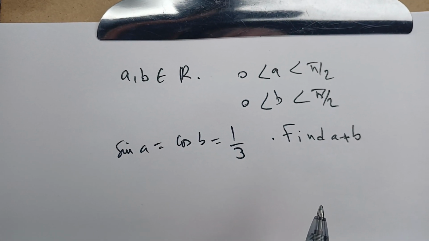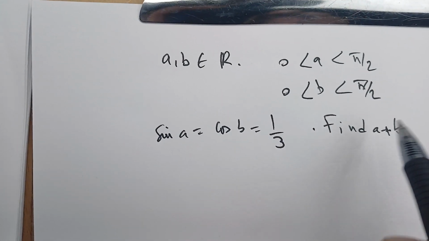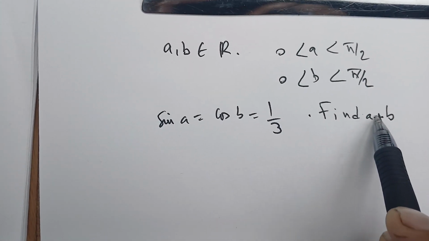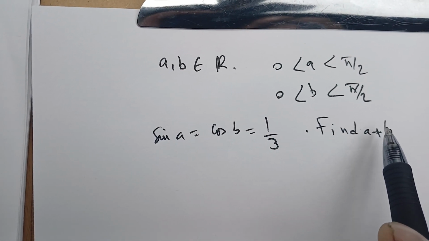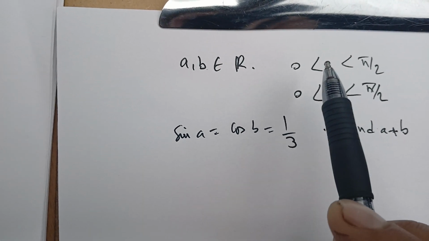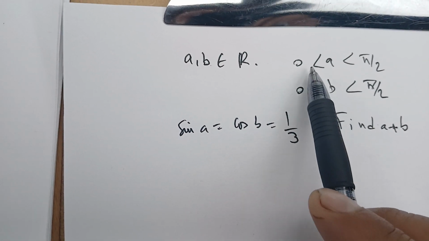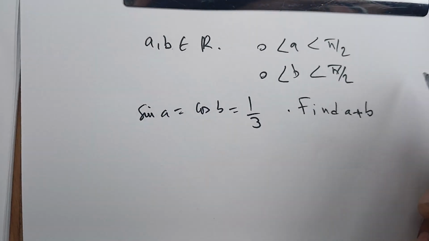In this problem, we're going to try to use logic to find the sum of these two angles, A plus B. So we are given that A and B are real numbers, with both A and B between 0 and pi over 2.